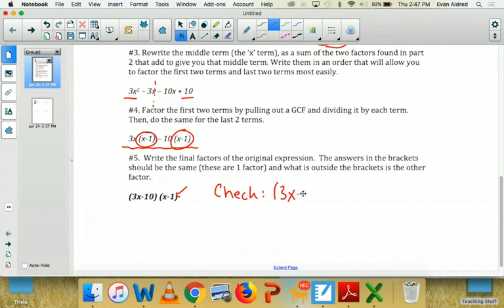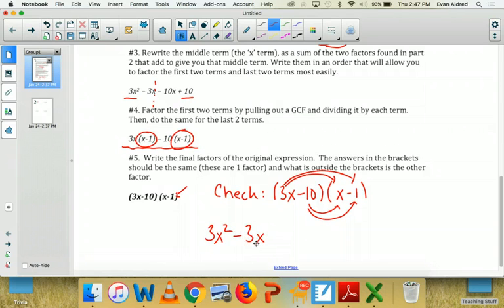So that means we're going to multiply 2 binomials. And we do that by distributing each part of the first binomial by each part of the second binomial. So we start by multiplying 3x by x, which gives us 3x squared. Then we multiply 3x by minus 1, which gives us minus 3x. Minus 10 by x gives us minus 10x. Minus 10 by minus 1 gives us plus 10. And then we combine like terms if they exist, and they do. Minus 3x and minus 10x give us minus 13x plus 10.